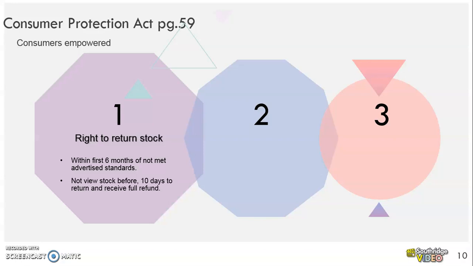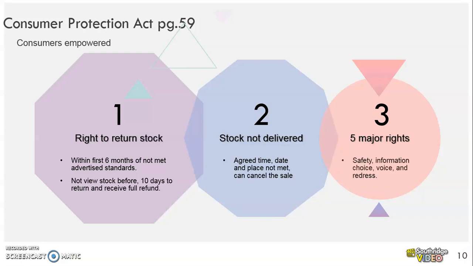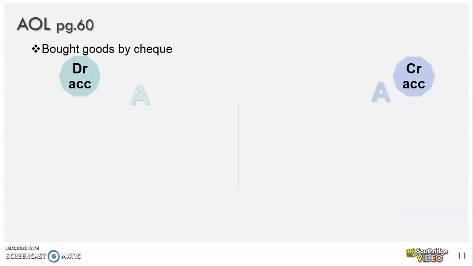So that's from the internet. If you're buying from the internet, go read through that. Another thing that you have to know is if your stock is not delivered on time, or the date is wrong, or the place, then the customer can cancel the transaction and say, you know what, I'm just cancelling. They're allowed to. Do note that there's 5 rights, or major ones. There's lots, but we're not going to look at them in detail, but it's about safety, choice, voice, and redress.